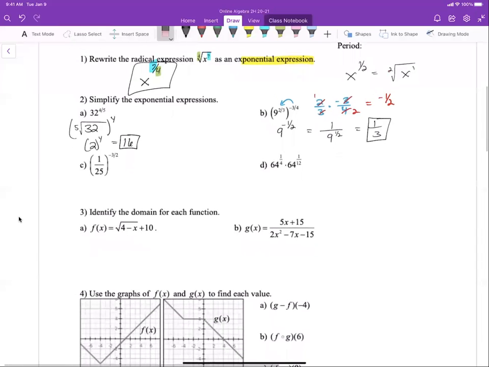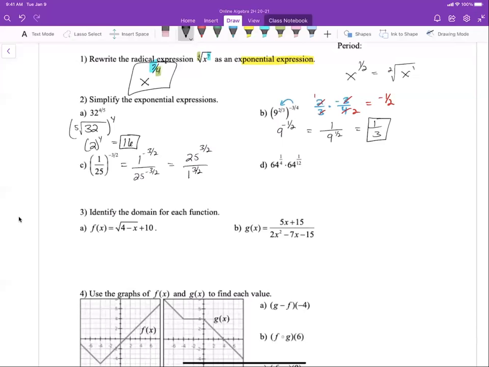Okay, next, moving on. I have C. So this confuses people sometimes. So I have 1 to the negative 3/2 and 25 to the negative 3/2. So if I put 25 in the numerator, it becomes 25 to the positive 3/2 over 1 to the positive 3/2. Well, 1 to the positive 3/2 is just 1.